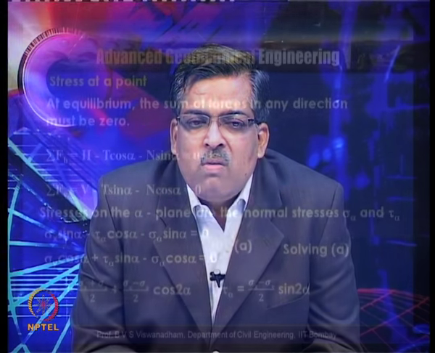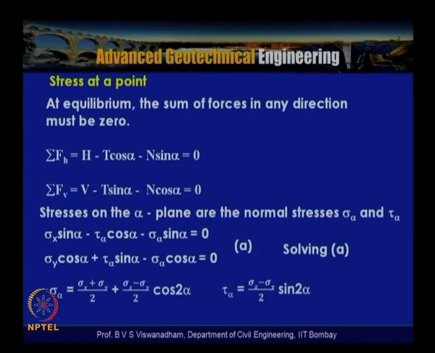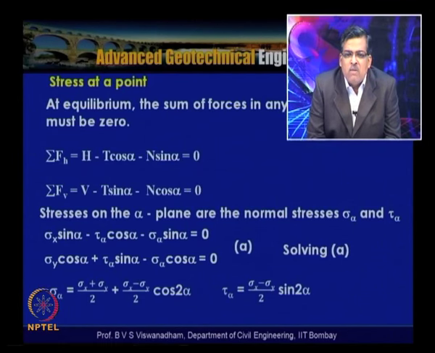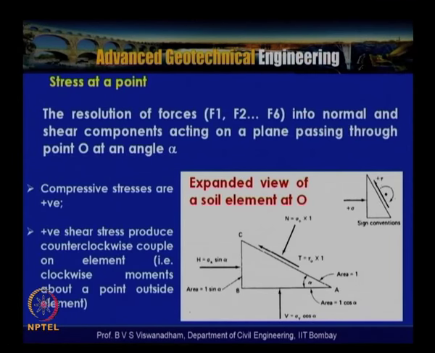and then we obtain the equilibrium conditions, simplify, and see which direction we are going to get. At equilibrium, the sum of forces in any direction must be 0. So we resolve in the horizontal and vertical directions. With that, sigma Fh is equal to 0, where H minus T cos alpha minus N sin alpha, that means these components have been taken.